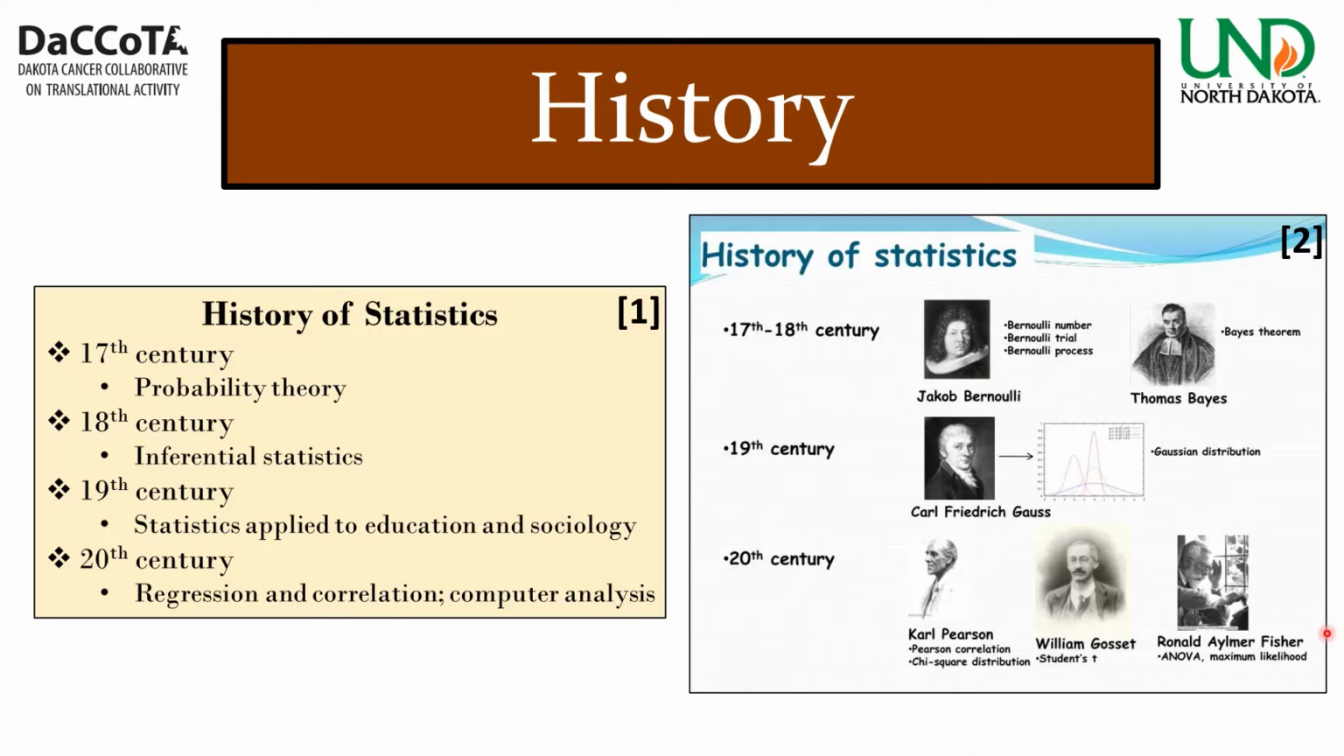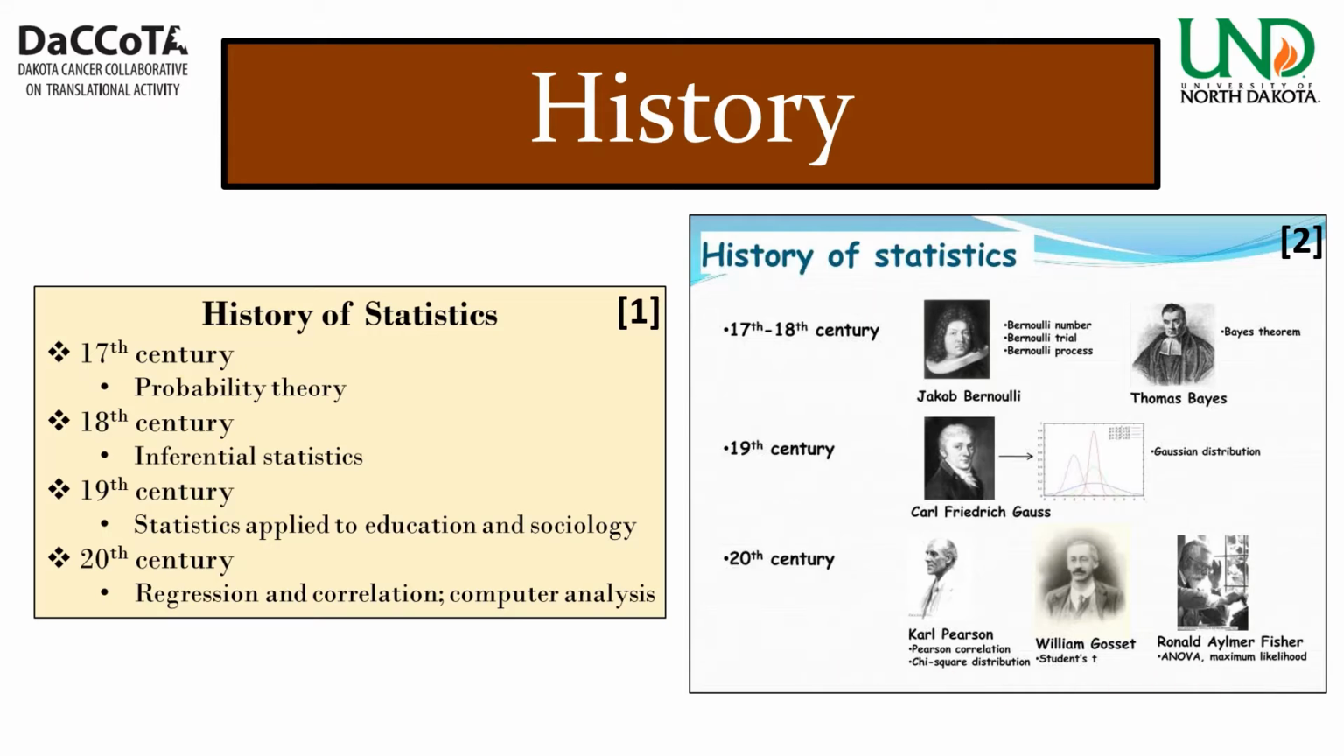And there are big names here that really formed a lot of the tests we'll be doing today. Karl Pearson gave us the Pearson correlation and chi-squared. William Gosset is the inventor behind the Student's t-test. The Student is a nom de plume, as it were. And then Fisher dealt with ANOVA and maximum likelihood.